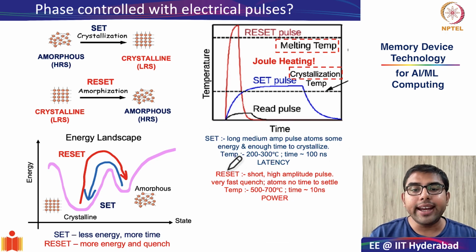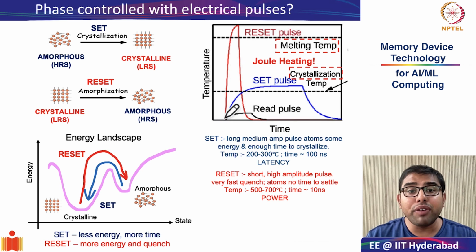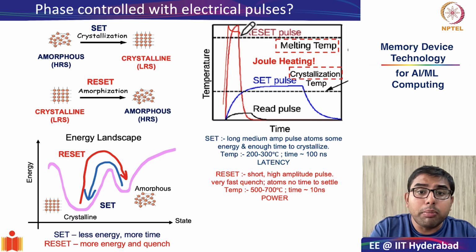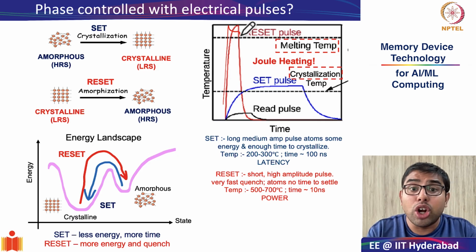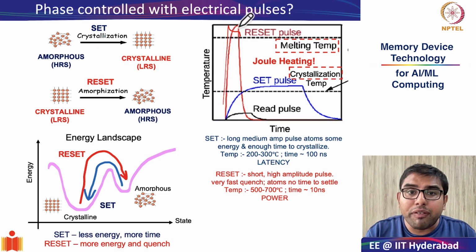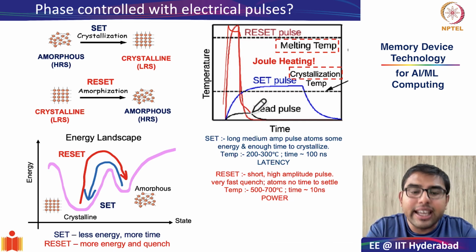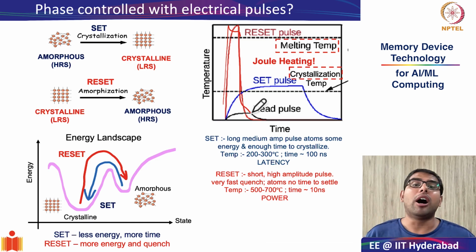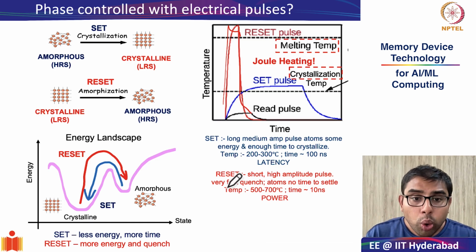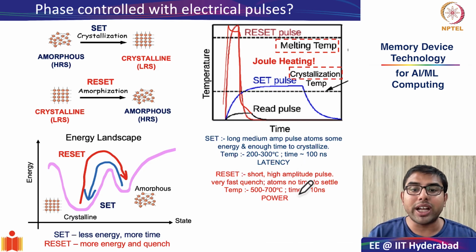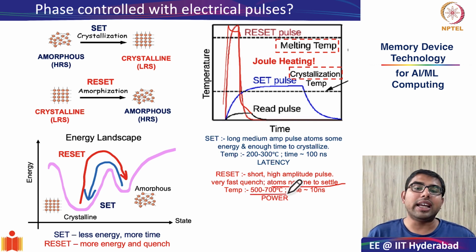Whereas the reset phase requires you to jolt the system. Therefore, you only need a short pulse with very, very high amplitude, gives it so much energy that the system goes into a semi-molten state. Not only that, the pulse should be short enough so that there is an immediate quench process which freezes the disordered state back into the amorphous state. Okay, so if you do a very high reset pulse with a very fast quench, atoms get no time to settle in.